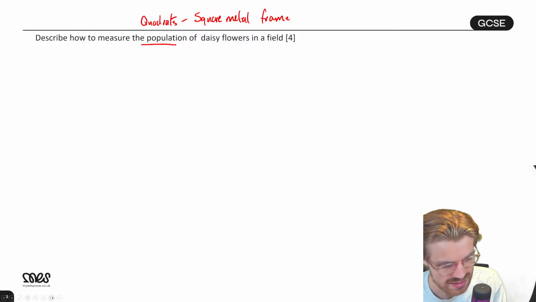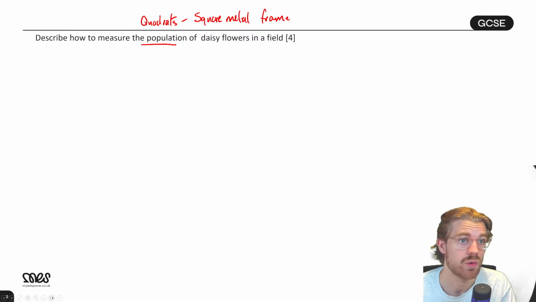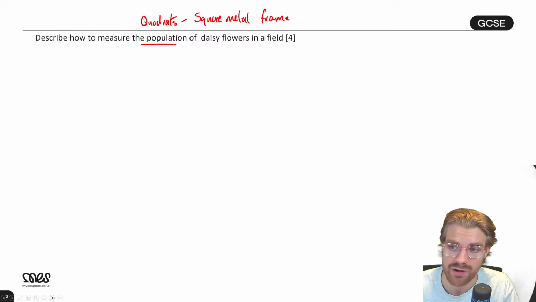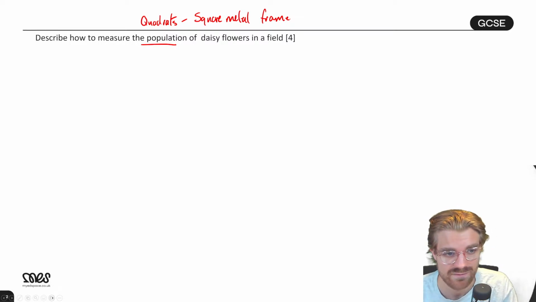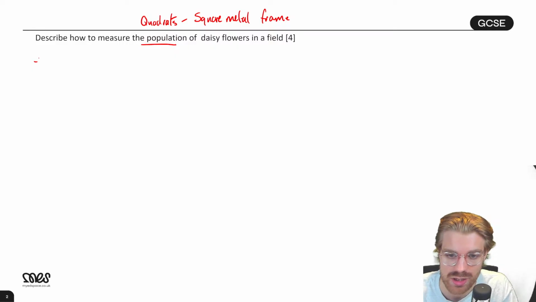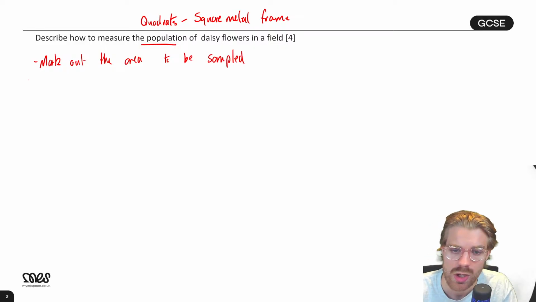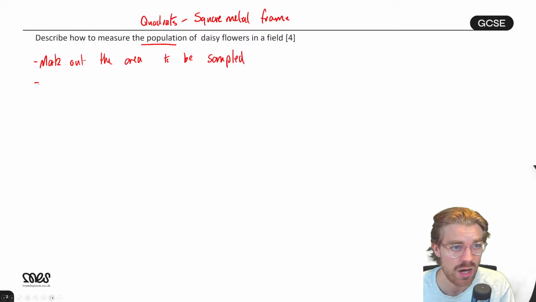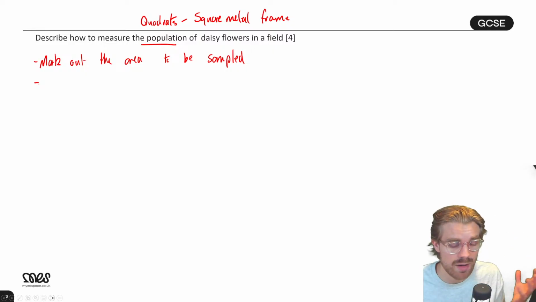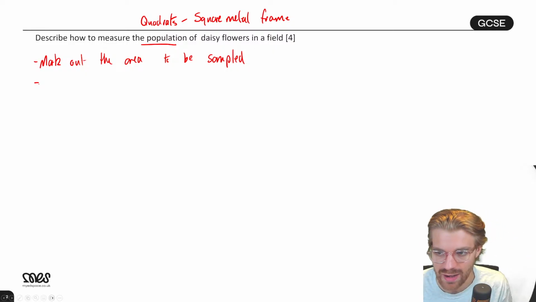Now, the first thing we need to do is we need to know what area we're going to be sampling, what area of the field we're going to be investigating. So the first thing I'm going to do is I'm going to mark out the area. So I'm going to mark out the area to be sampled. Once I've marked out the area to be sampled, I can then determine the total area of that field.